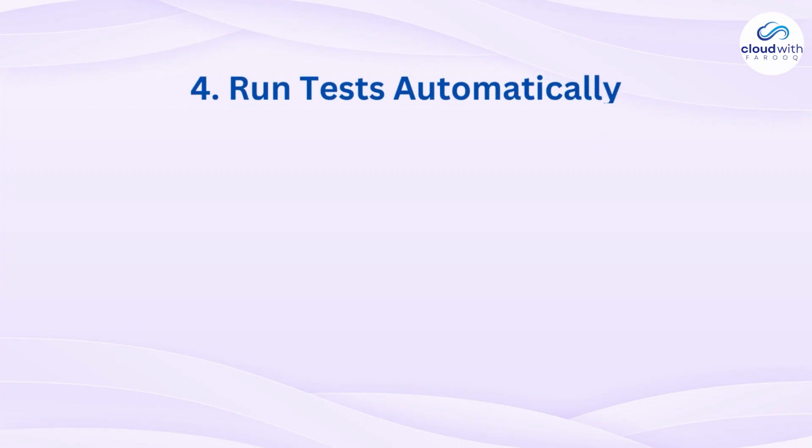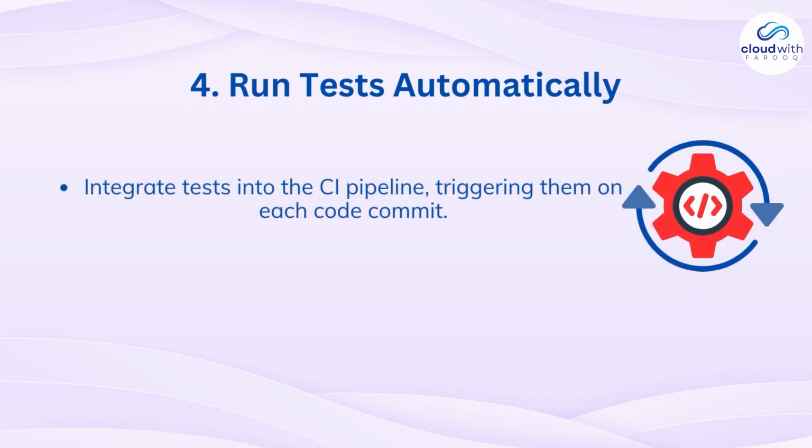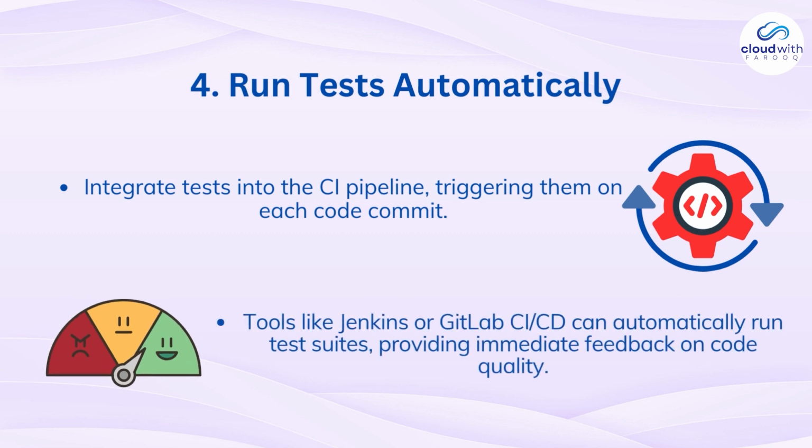Number 4. Run tests automatically. Integrate tests into the CI pipeline, triggering them on each code commit. Tools like Jenkins or GitLab CI/CD can automatically run test suites, providing immediate feedback on code quality.